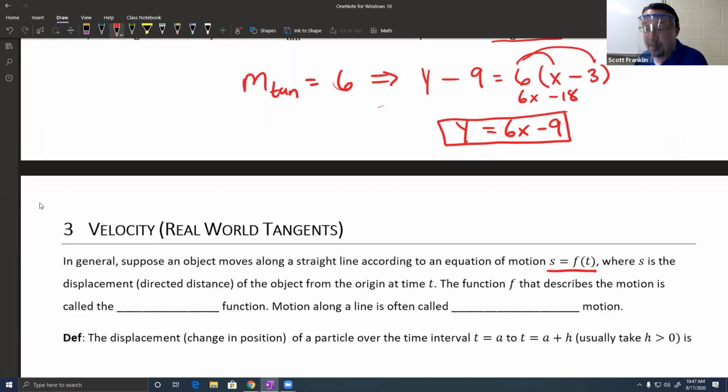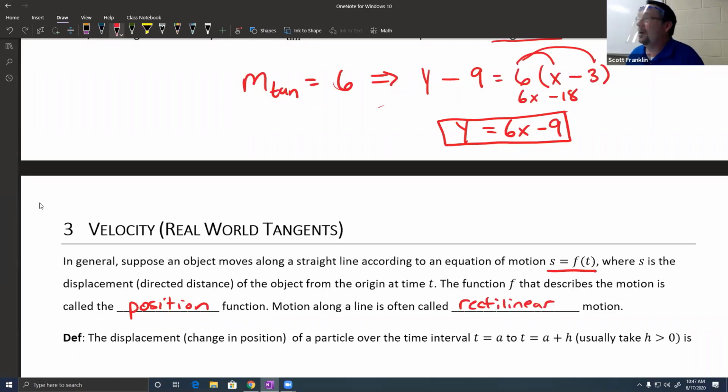Where s, the actual output of that function, is considered displacement, directed distance. How far has it traveled? So directed means up is positive and down is negative, or if I'm throwing forward and I'm measuring how far it went this way and my car is driving this way, how far have I traveled? That's directed displacement. So the function f that describes that motion is sometimes called the position function. And motion along a straight line like this is sometimes called rectilinear, as in like rectangle.